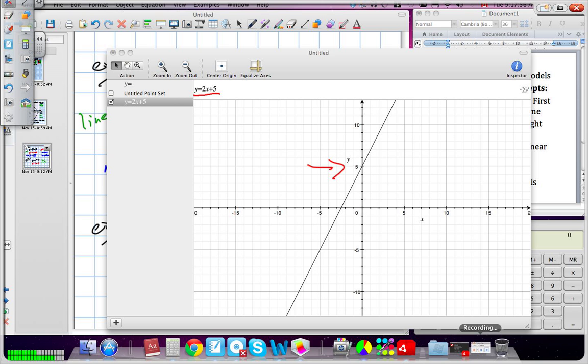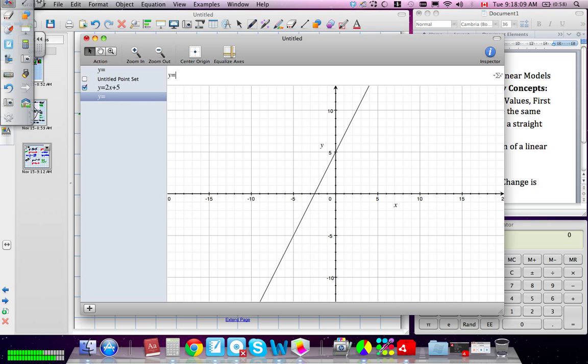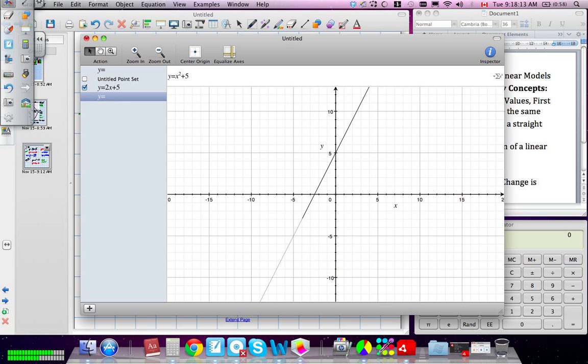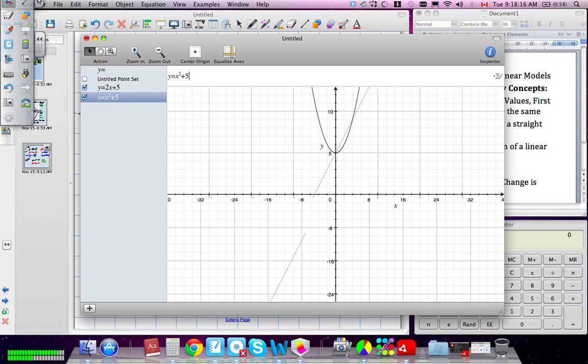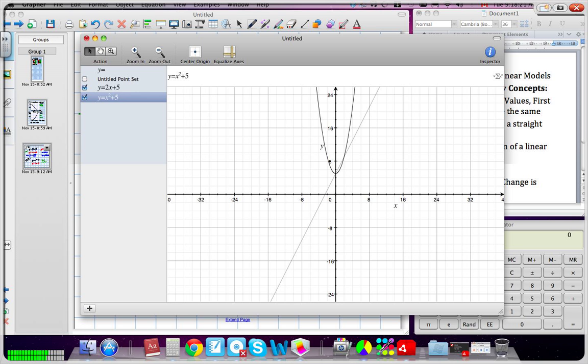We're going to test our second equation. The second equation was x squared plus 5. When we go to plug that in, so both of them are on here right now, we've got nonlinear. Does anyone know what this is by chance? Quadratic, good. Our second one represents a quadratic formula. Okay, so we know it is not linear. That was our main goal, just proving if it was linear or nonlinear.